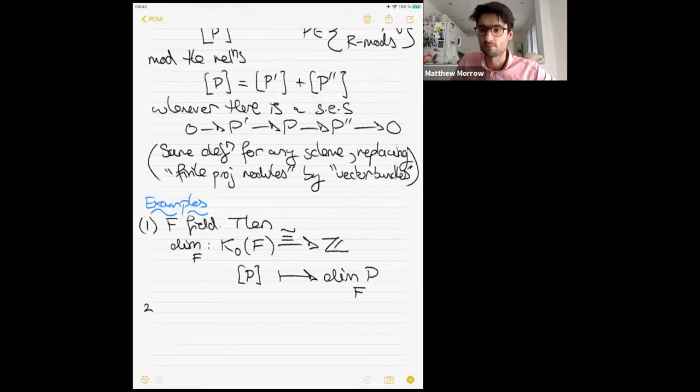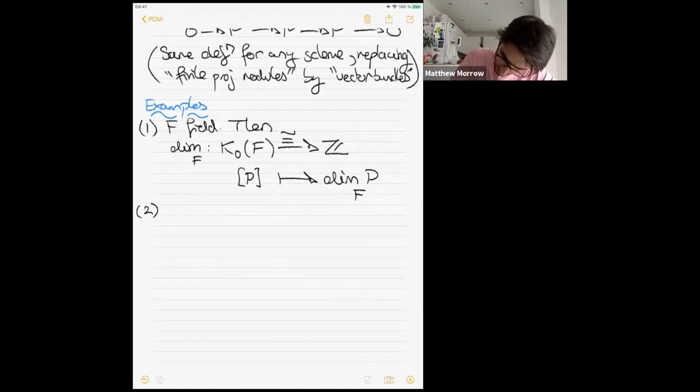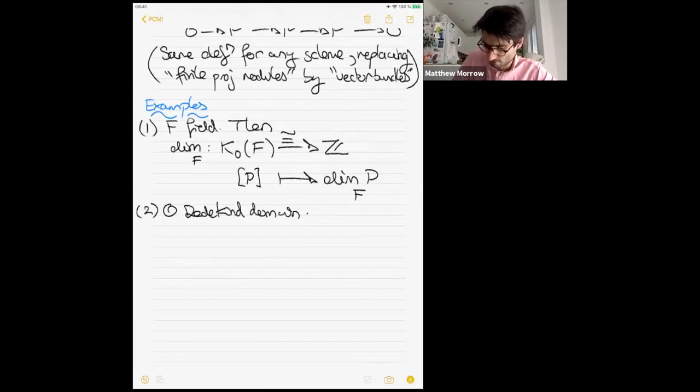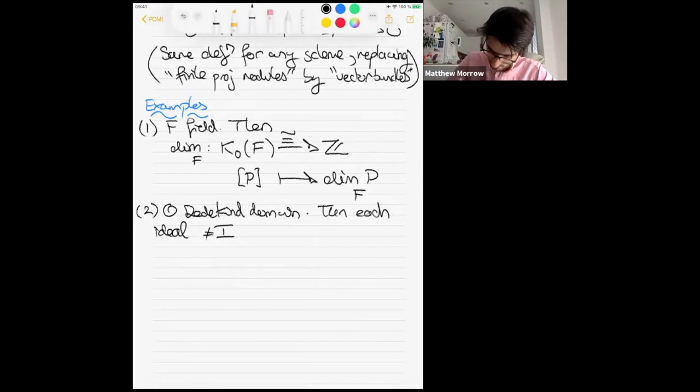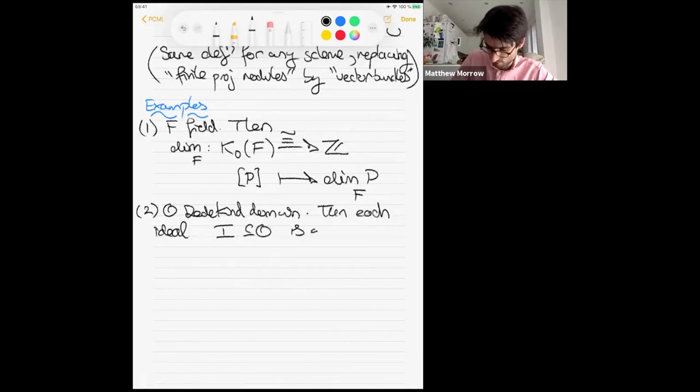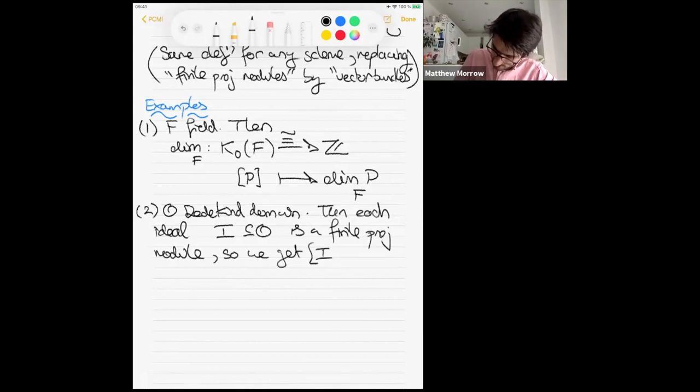So next case of interest, we go up one dimension, and we're going to look at Dedekind domains. So let me take O to be a Dedekind domain. For example, you can take ring of integers in a number field. So what's important is that then any ideal, at least if it's non-zero, I guess even if it's zero, is a finite projective module. So each ideal is a finite projective module. I guess that characterizes regular rings of dimension at most one. And so we get its class inside K0.